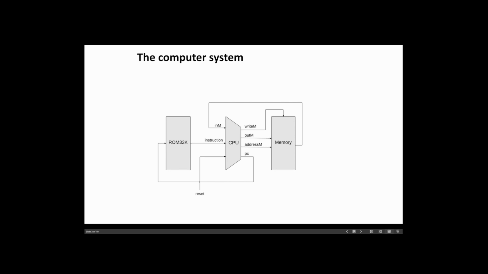Furthermore, along with the inputs, the CPU has several outputs that are connected to the instruction memory and the data memory as well. These outputs are called writeM, addressM, outM, and PC or the program counter.